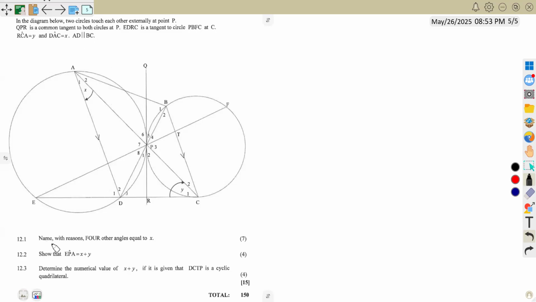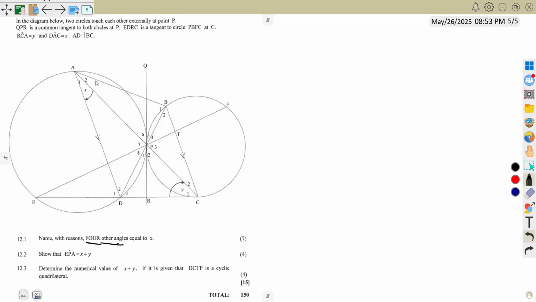Then let's go to the question. The first one is saying, name with reasons 4 other angles equal to X. So you are given here it's X. So if we concentrate on the bigger circle, if we check the angle here, A1, which is equal to X there, DAC.